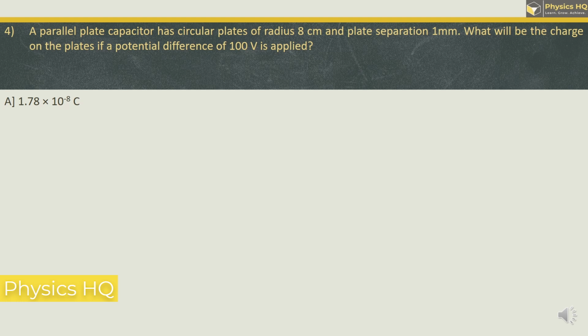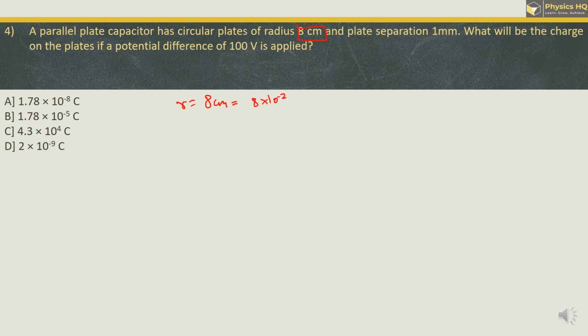A parallel plate capacitor has circular plates of radius 8 cm, plate separation of 1 mm. What will be the charge on the plates if a potential difference of 100 volt is applied? These are the options. We have radius which is 8 cm. We can write it as 8 into 10 raised to minus 2 meter. We have potential which is 100 volt. We have plate separation D which is 1 mm. This can be written as 10 raised to minus 3 meter.